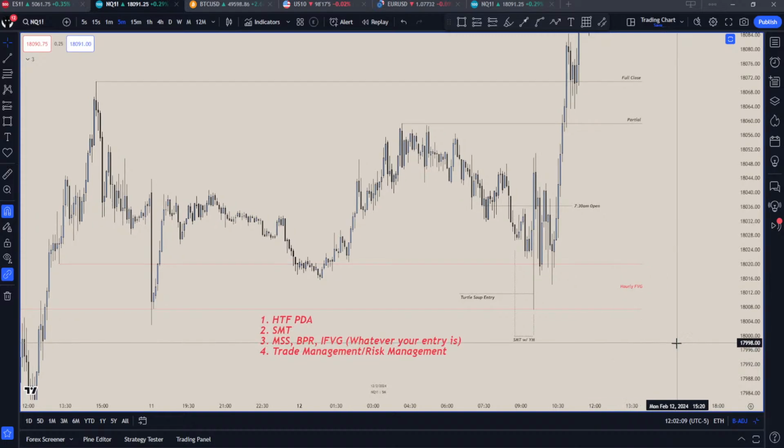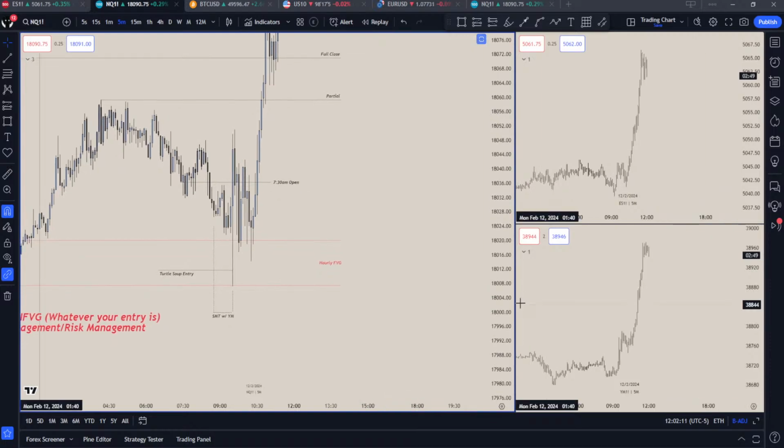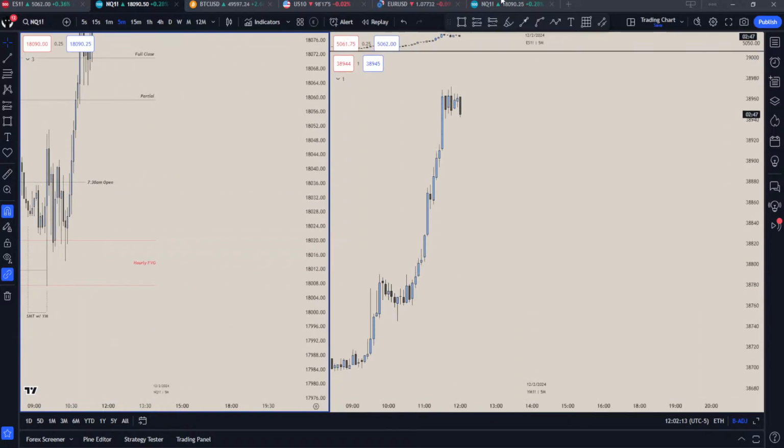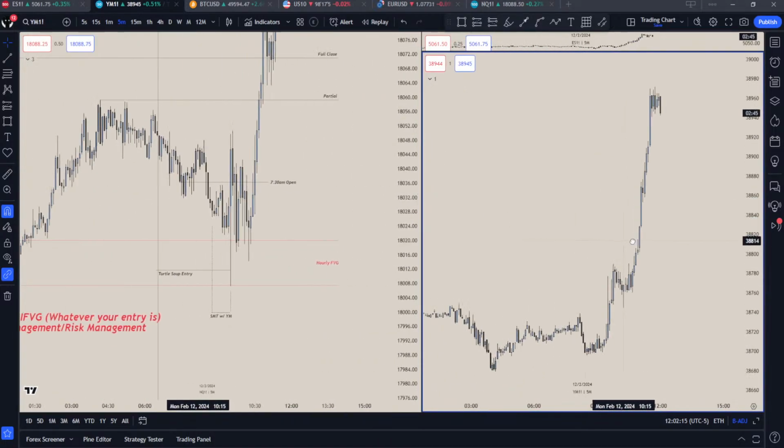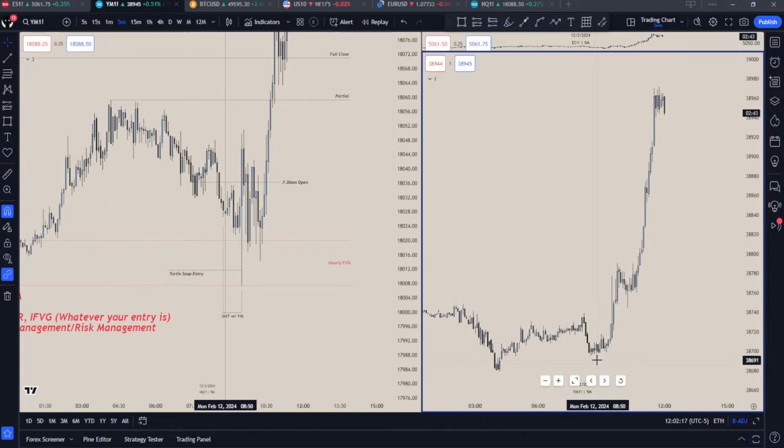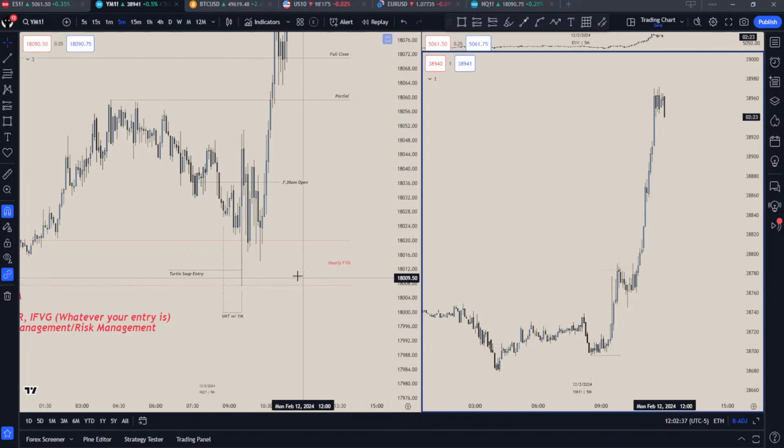Annotate the YM SMT. Yeah, I got you. So on YM over here, you can see on these lows, right? Over here we have that SMT where NQ takes these lows out, and then YM doesn't. And you see YM start running higher first before NQ even does that.